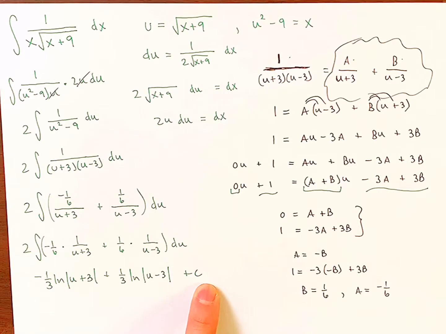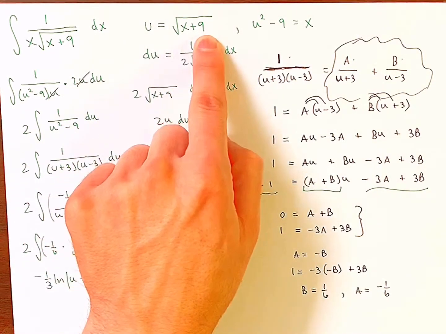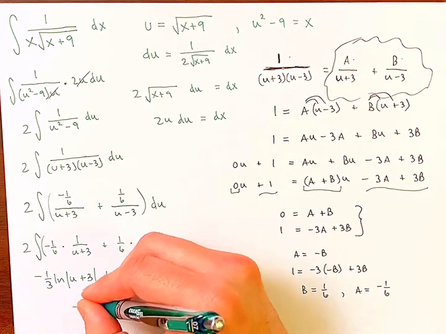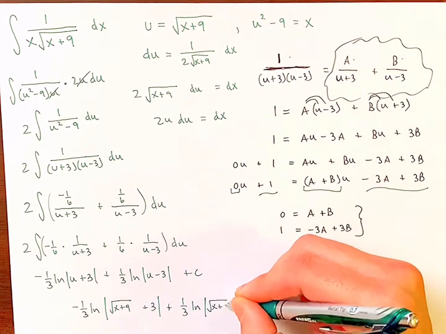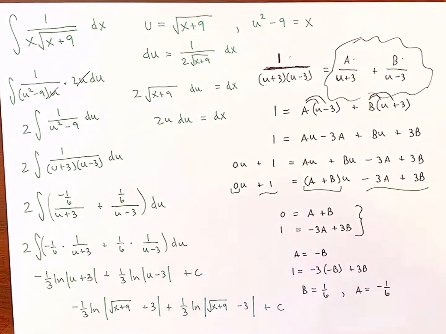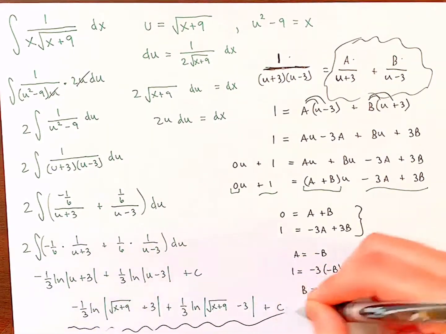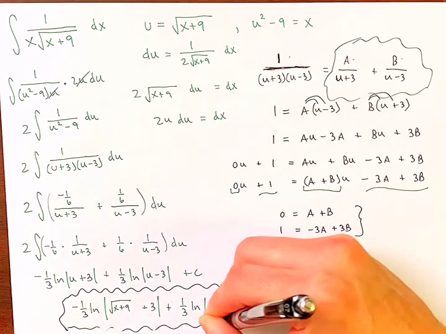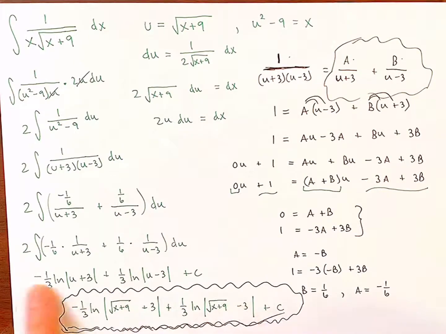So we have this here, but recall now that u is the square root of x plus 9. So make that substitution back into both of these. And then, as is often the case with calculus problems, the finished result can in fact be simplified a hair, but that's not really the emphasis. So this is one valid solution.